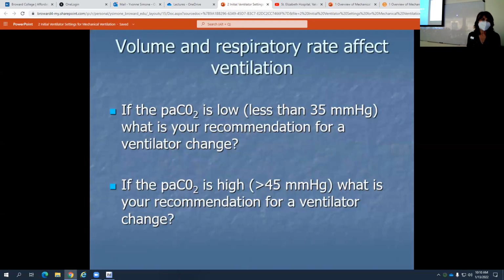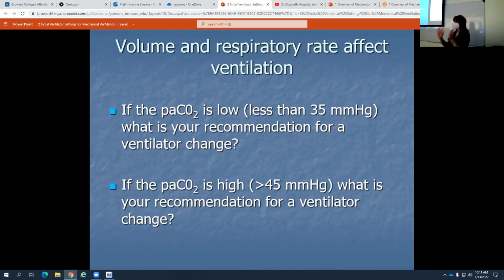So if the PaCO2 is low, let's say it's less than 35 millimeters mercury, what is your recommendation for a ventilator change? What can you do to get the CO2 to 40? Decrease the rate. Very good. So you could decrease the rate, or changing the tidal volume also affects minute volume.